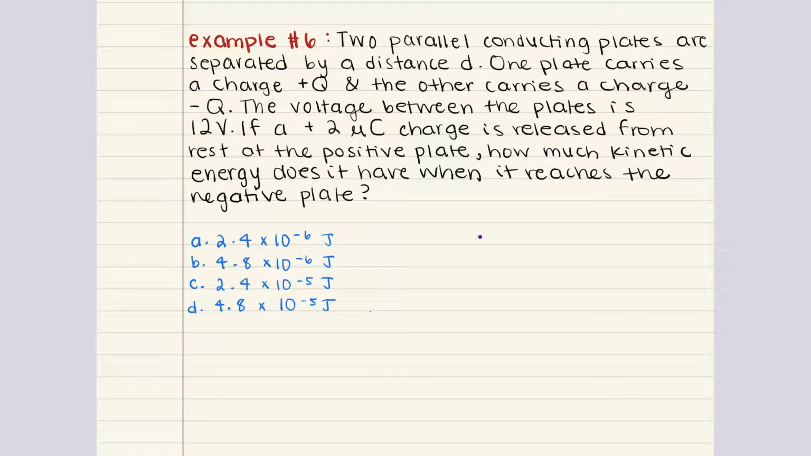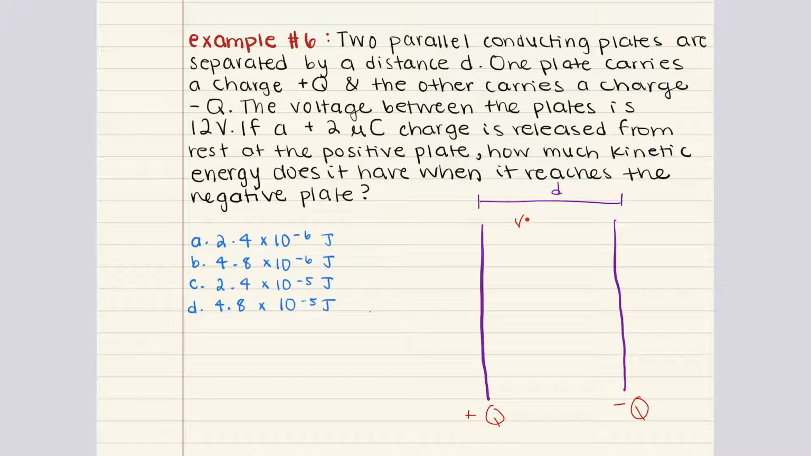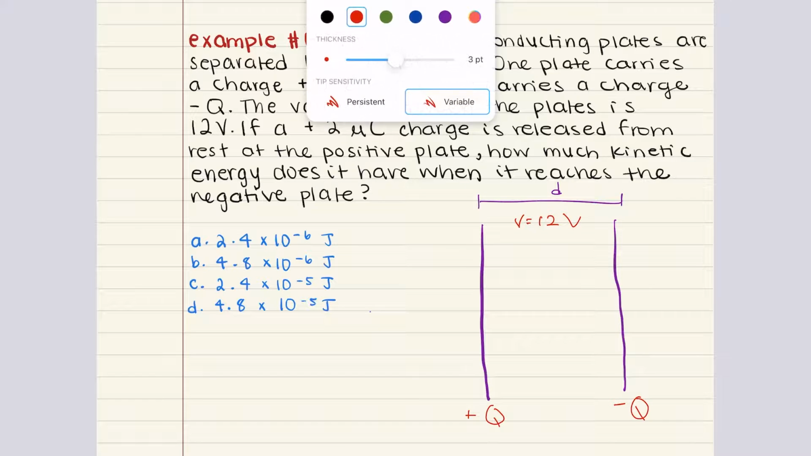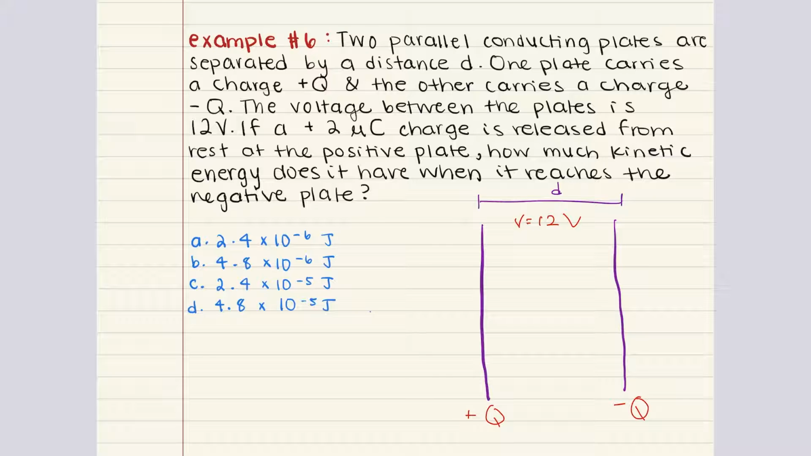Problem 6 says 2 parallel conducting plates are separated by a distance d. One plate carries a positive Q charge and the other carries a negative Q charge. The voltage between the plates is equal to 12 volts. If a plus 2 microcoulomb charge is released from rest at the positive plate, how much kinetic energy does it have when it reaches the negative plate? Okay, this is a great question.